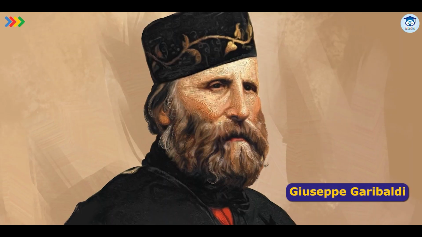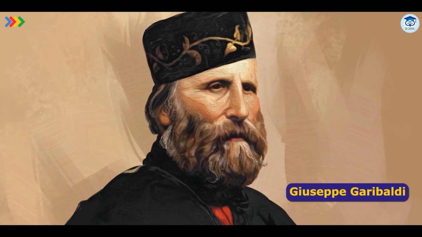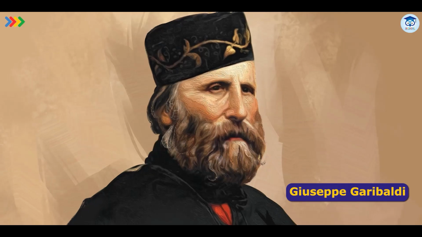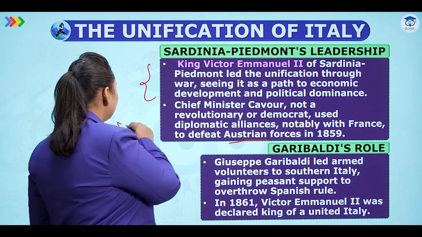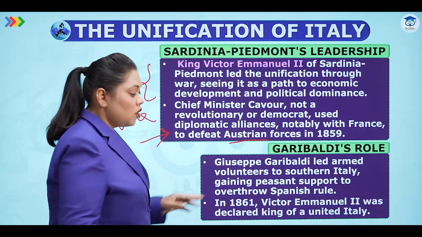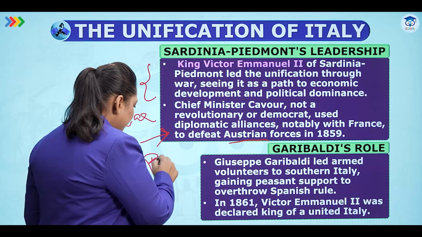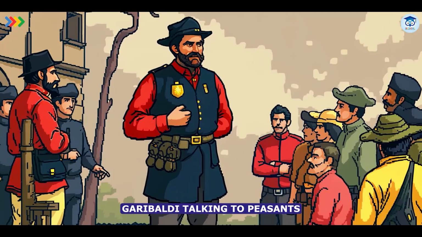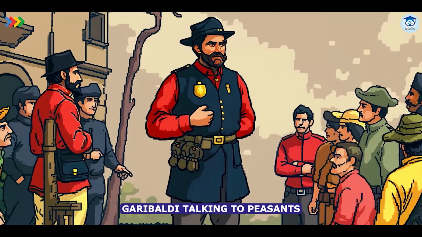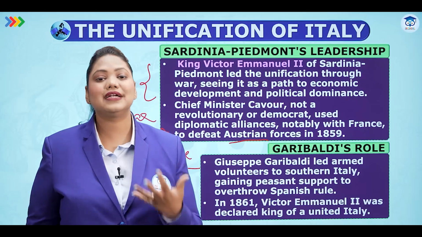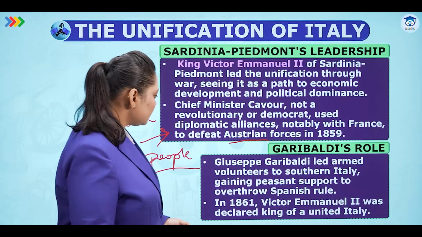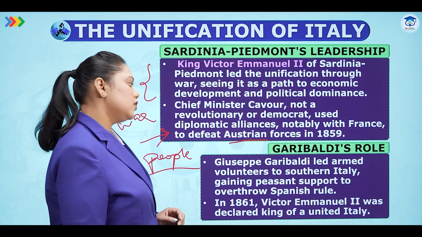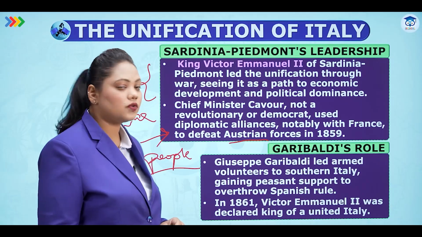Now we see Giuseppe Garibaldi. Garibaldi led armed volunteers to southern Italy, gaining peasant support to overthrow Spanish rule. So now over here you can see that there was a war fought with Austria. Over here this was a people's reference, meaning what? Garibaldi went to the southern part of Italy and asked for the support of the peasants, the support of the people, so that they could support his rule in overthrowing the Spanish. In 1861, Victor Emmanuel II was declared king of a united Italy.